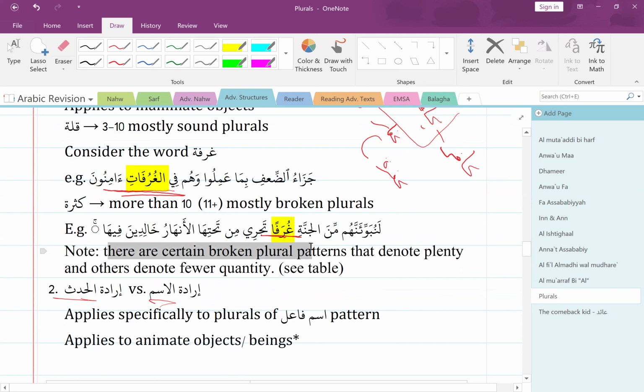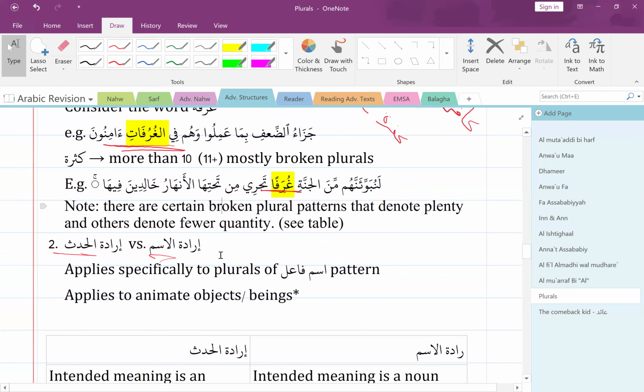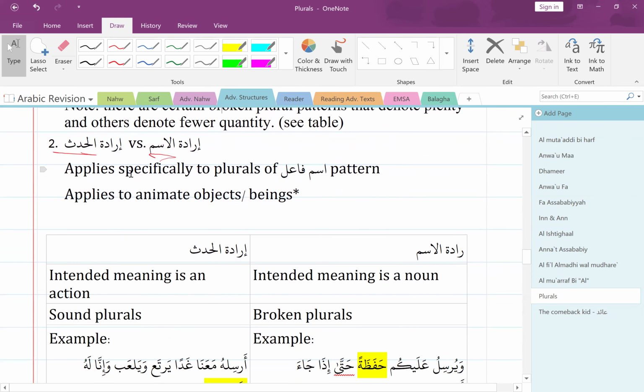There are certain broken plurals that have specific patterns, and these patterns determine whether they are lesser plurals or larger plurals, whether they're jam'u qilla or jam'u kathra. We'll see this table and ascertain. This is only for broken plurals. I just put it there to guide you. All right.